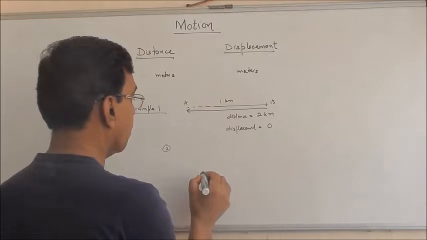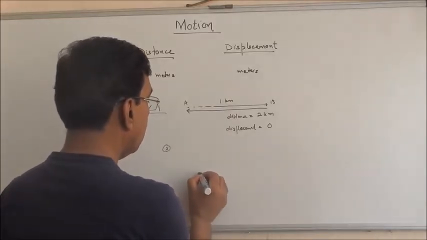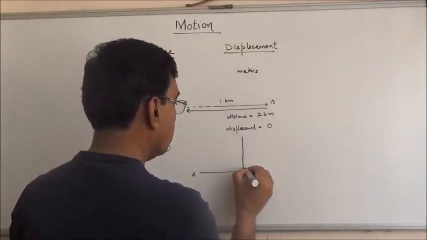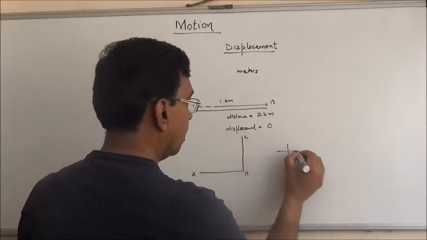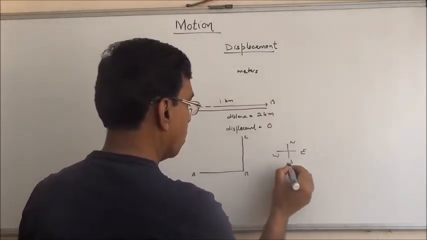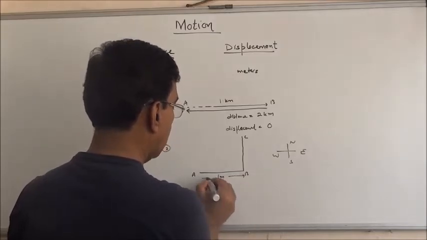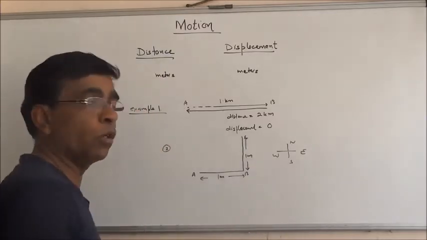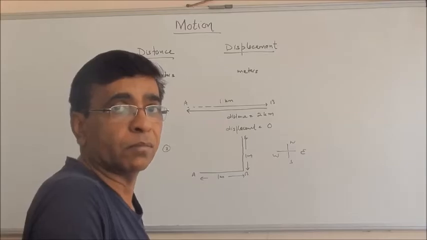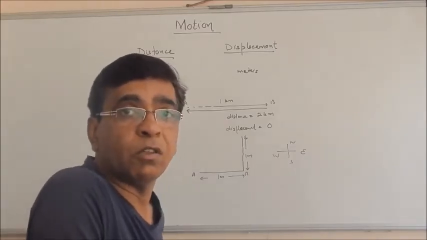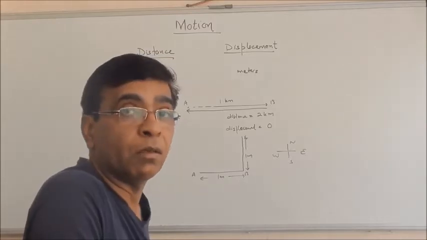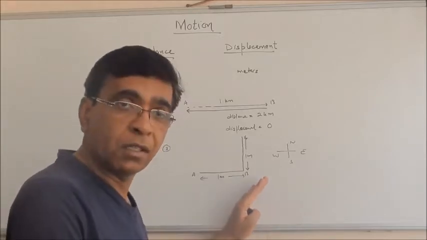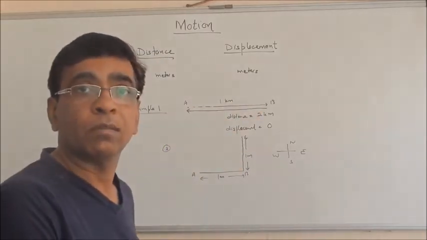Okay, take another example. A body starts from here. First it goes to B and then it goes to C. And let me take east, west, north, south. Say it is 1 kilometer, and then it is 1 kilometer. Total distance covered is 2 kilometers. But if I ask you what is the displacement of the body, then it is not 2 kilometers, because it has displaced actually 1 kilometer towards east and 1 kilometer towards north.